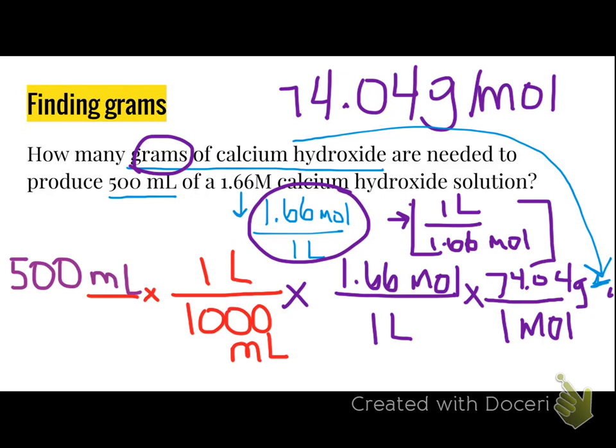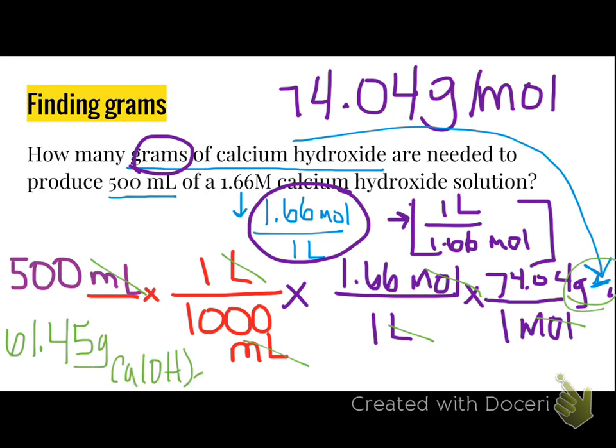All right, checking to see if our units cancel: milliliters, milliliters, liters, liters, moles, moles, and we're going to be left with grams. So if you go through and do the math on that, you're going to get 61.45 grams of Ca(OH)2. So in order for us to have a 0.166 molar solution, if we have 500 milliliters of our solvent, we need 61.45 grams of our solute, which is calcium hydroxide.